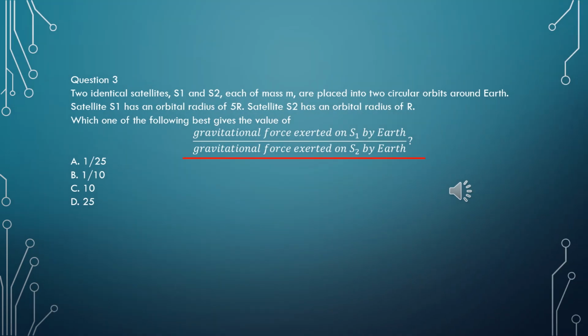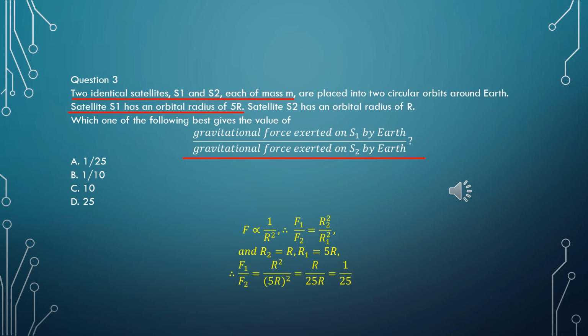Calculate the ratio of two gravitational forces. These two satellites have the same mass, but S1 has an orbital radius of 5r. The gravitational force is in inverse proportion to the square of the radius. If the radius increases to 5 times, the gravitational force will decrease to 1/25, the square of 5, not 1/5. So, A is correct. Here, it is not necessary to calculate the value of the gravitational force; the ratio is enough.